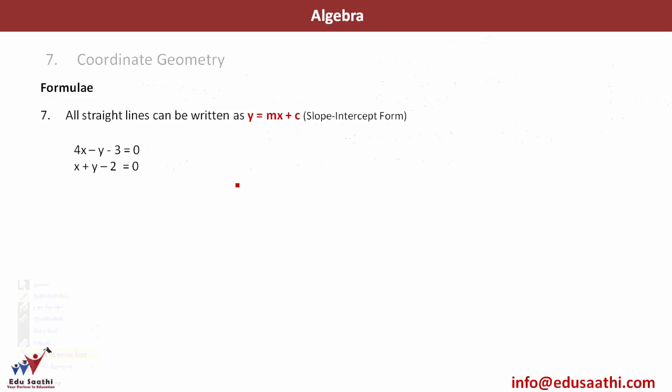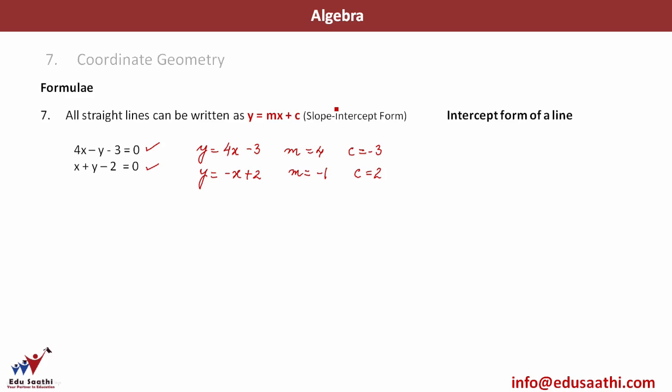So these are the set of lines that are given to you. 4x minus y minus 3 is equal to 0 and x plus y minus 2 is equal to 0. Now here, if you just look at it, I can write it as y is equal to 4x minus 3. So that means this form has been written when the slope is given to you as 4 and the intercept is given to you as minus 3. Similarly, the other line will be y is equal to minus x plus 2. So the slope of the line is minus 1 and the y-intercept is 2.